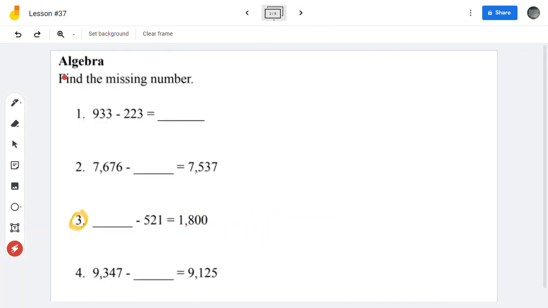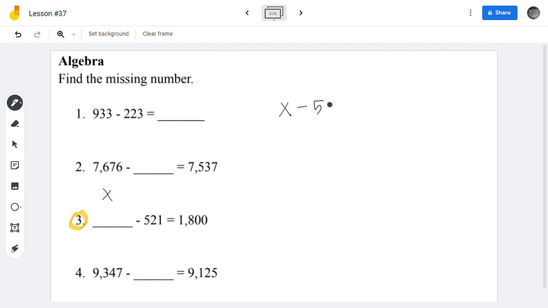So the first section we're going to go over is algebra, and we're going to be finding the missing number for number 3. It says blank minus 521 equals 1,800. So this blank is our missing number that we're going to be finding. And I like to replace the missing number with a variable in order to do algebra, and I usually like to use x.